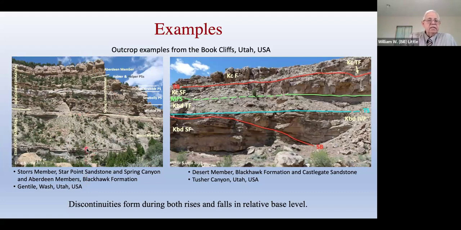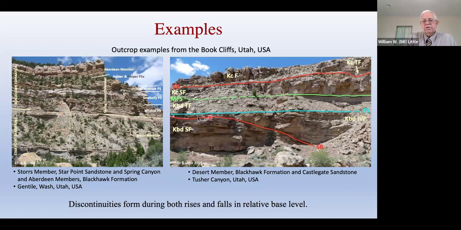Now, in this case, the one on the left, I included this one because this shows that we have missing intervals of rock, even when base level is rising. This is part of a highstand systems tract, and so during this interval, transgressive to a highstand, base level is rising through this entire interval, but we still have periods of time that are not represented by strata.